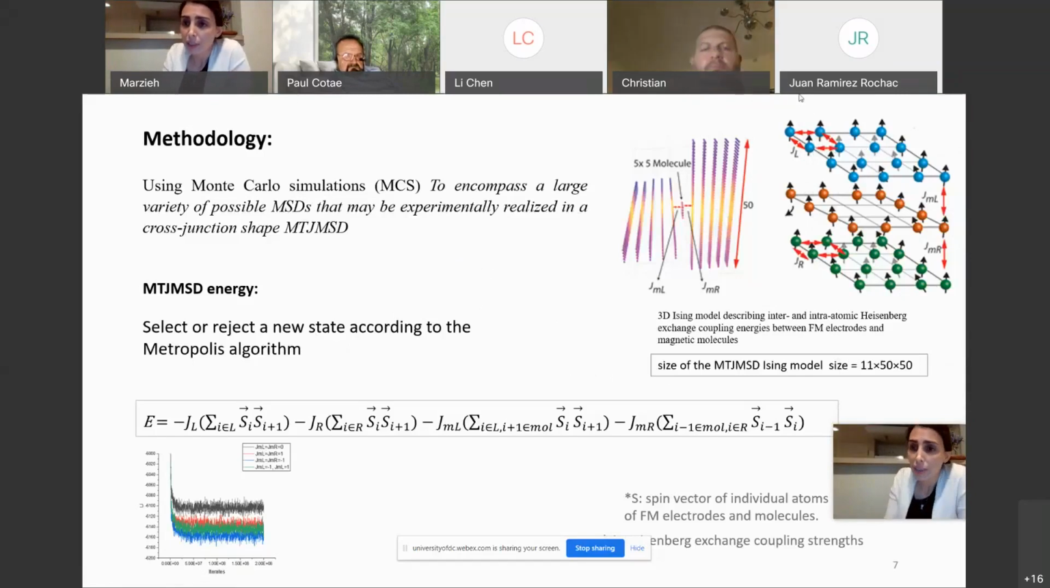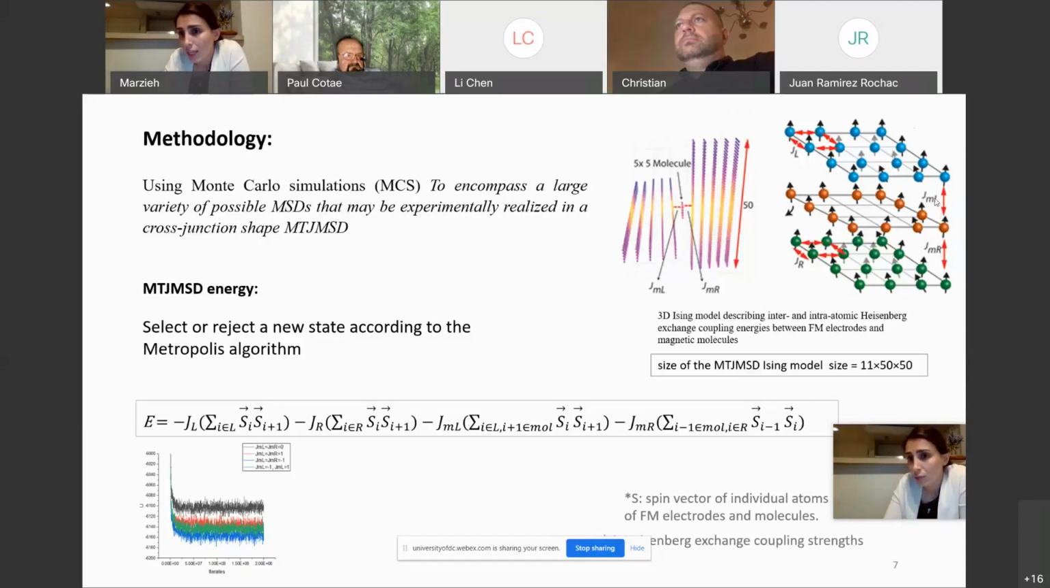The image on the right side shows the Ising model of the magnetic tunnel junction molecular spintronic device. Here we have 2 layers of ferromagnetic electrode on the top and bottom, and we have 1 layer of molecules between these 2. These molecules have connections and interactions with the electrodes. The interaction between these molecules and the electrodes is defined by a variable called Heisenberg exchange coupling. The interaction with the top electrode is JML, and the interaction with the bottom electrode is JMR.